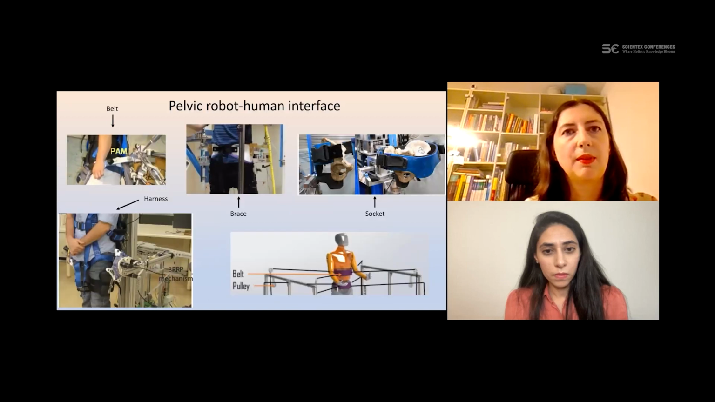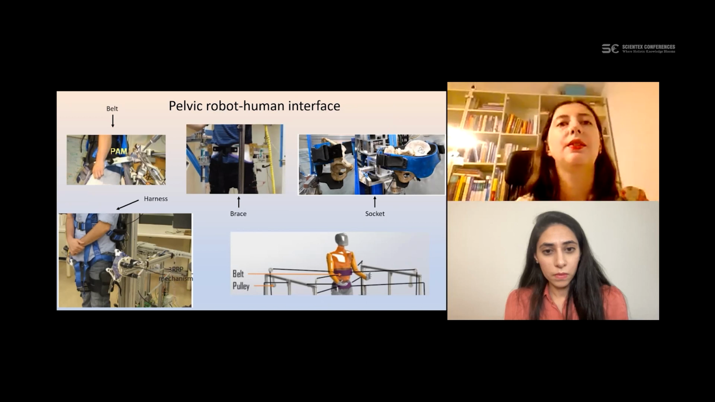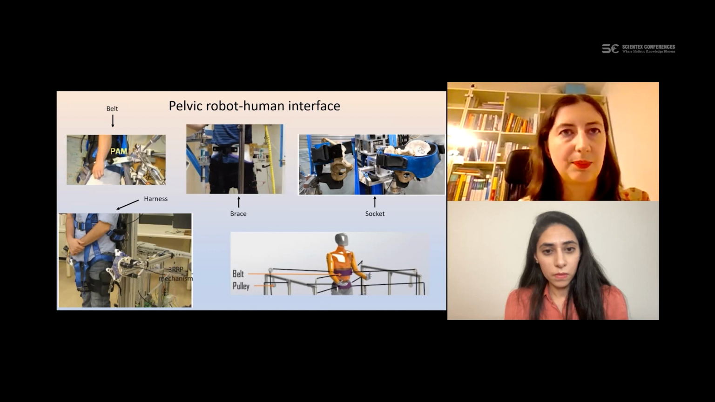The most common pelvic robot-human interface is a pelvic harness, brace, or belt, which is in contact with the end effectors that provide active movement of the pelvis. For cable and wire-driven robots, the interface is represented by either a harness or pelvic and trunk belts on which the cables are attached. The IBWS has a pelvic socket.